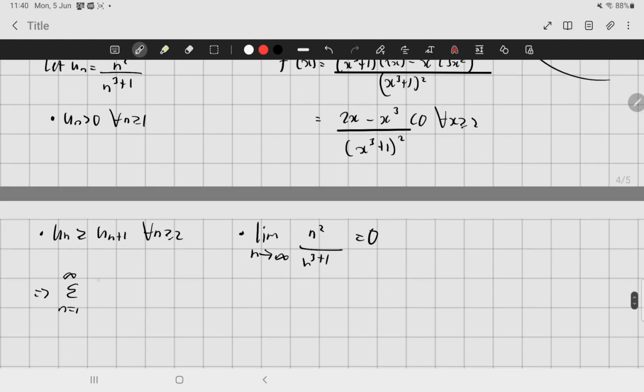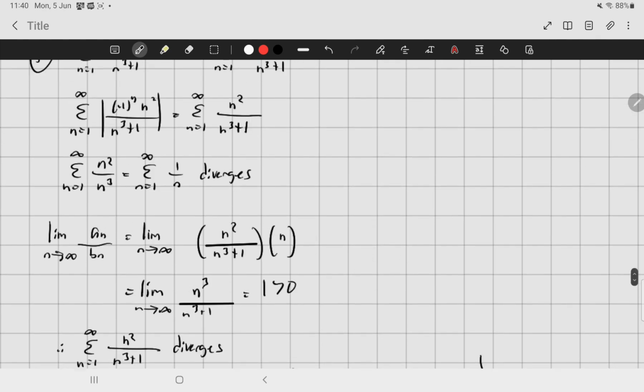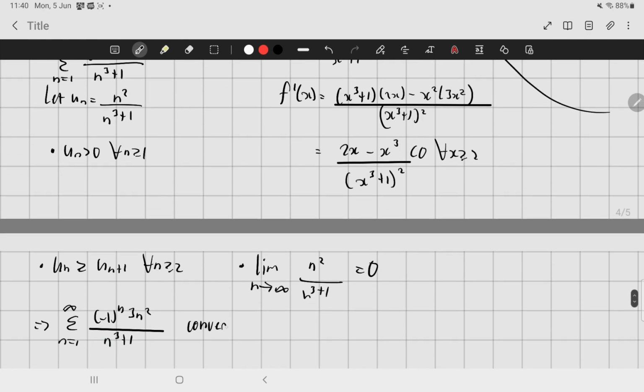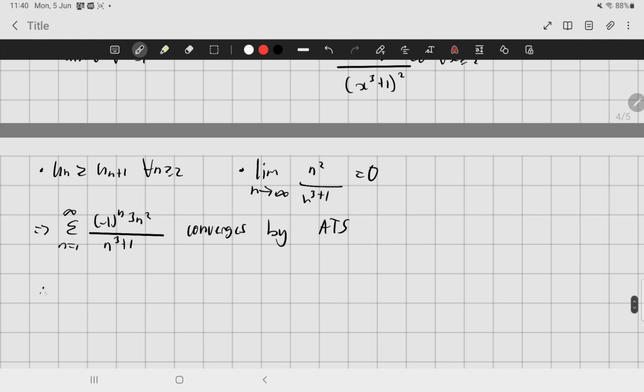The sum of negative 1 to the power of n, n squared over n cubed plus 1. Okay. Therefore, this series converges conditionally.